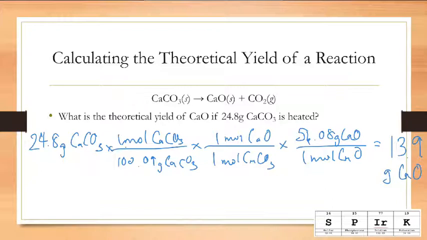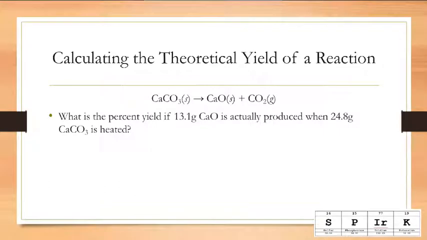So remember, this is what we should get if the reaction goes smoothly and there are no errors. That is what we should get. That is a theoretical yield. So what is the percent yield? This question is telling us that when we ran the reaction, we only obtained 13.1 grams of calcium oxide.